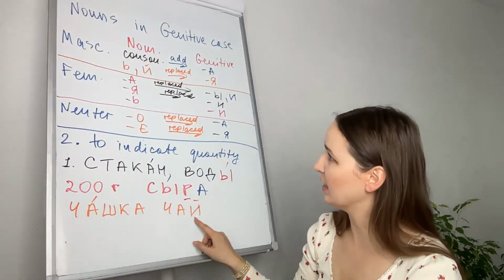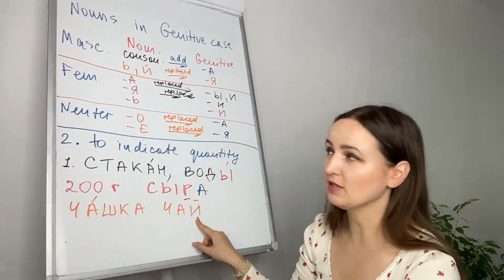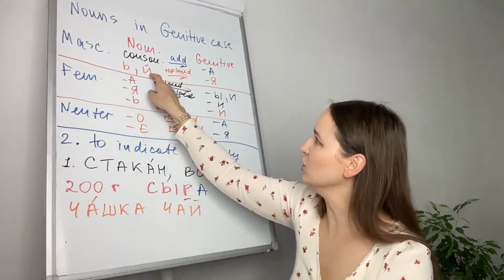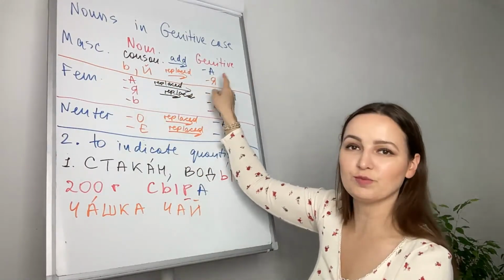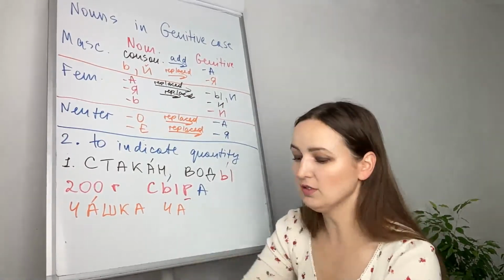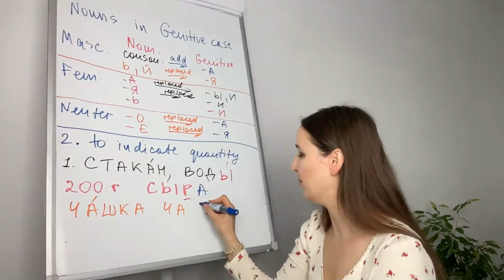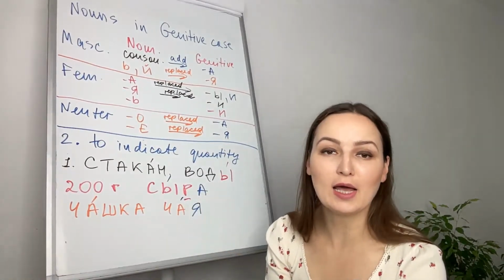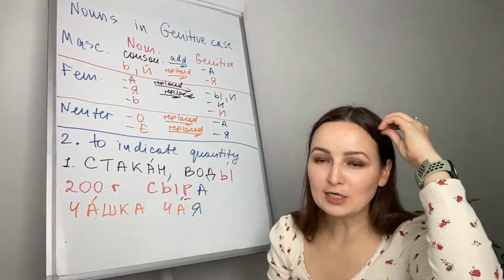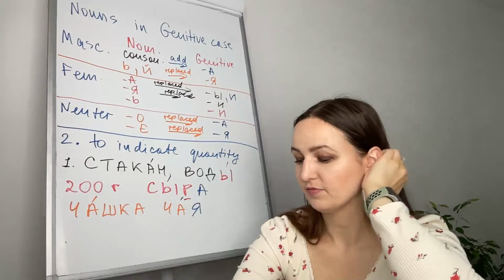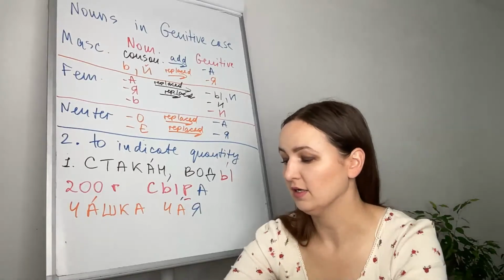Chai ends in e short. That means that this noun is masculine, right? So e short will be replaced with ya to make it genitive. So we will erase e short and we will replace it with ya. Chaya, чашка чая, a cup of tea. Чашка чая. Чая is in genitive because we have quantity here.